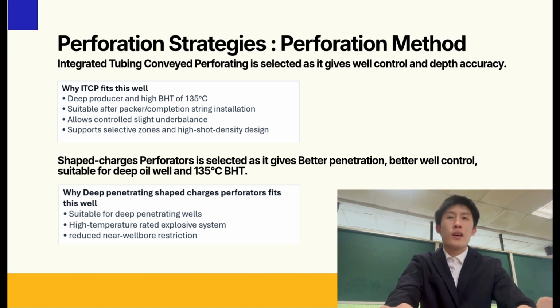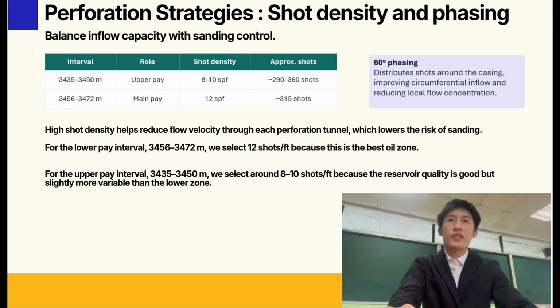And also for the perforators, we will use shaped charge perforators because shaped charge perforators are suitable for high temperature and deep wells. And they have a high explosive load which can maximize our production. So next, about the shot density and phasing. For the upper pay, we are going to use a shot density of around 8 to 10 SPF.